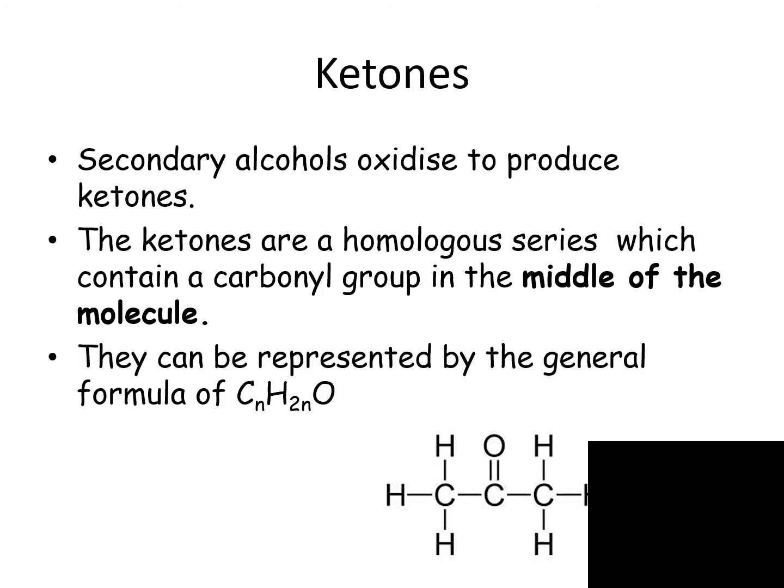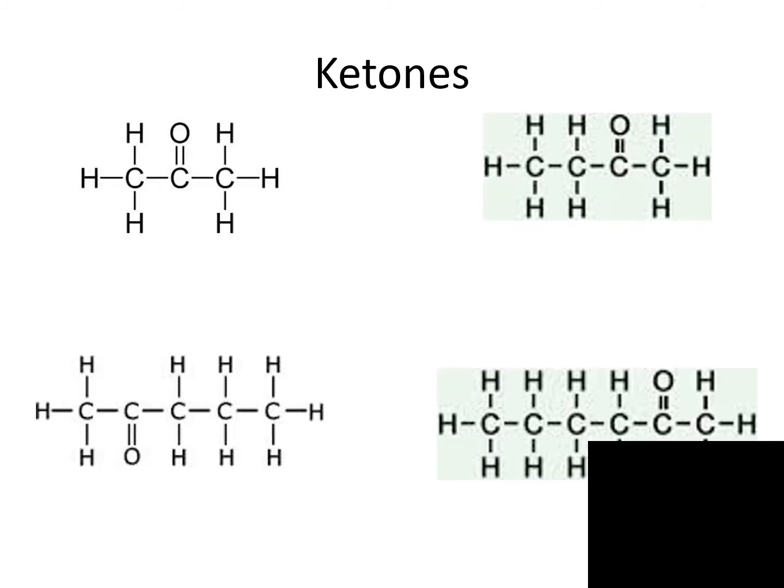They are represented by the same general formula as your aldehydes, CnH2nO. And here we've got 1, 2, 3, propanone. Because your functional group is in the middle of a molecule, you have to say where that functional group is. First of all, because we've got 3 carbons here, and my carbonyl group has to be in the middle of the molecule, here we're going to have propanone.